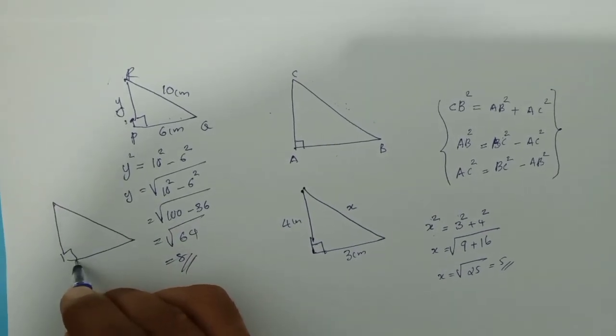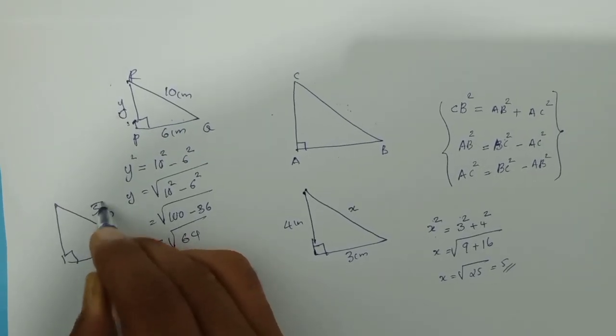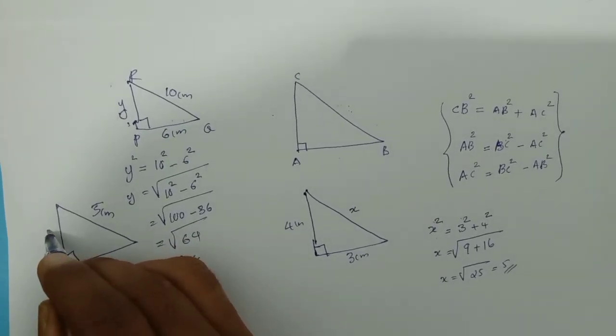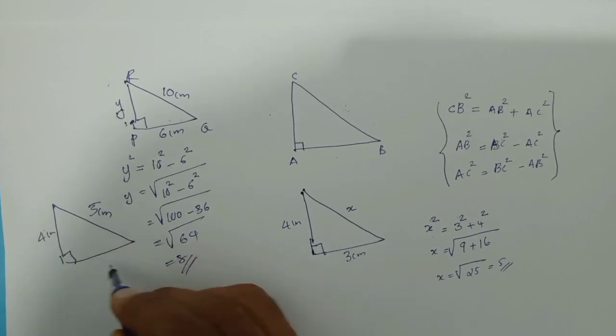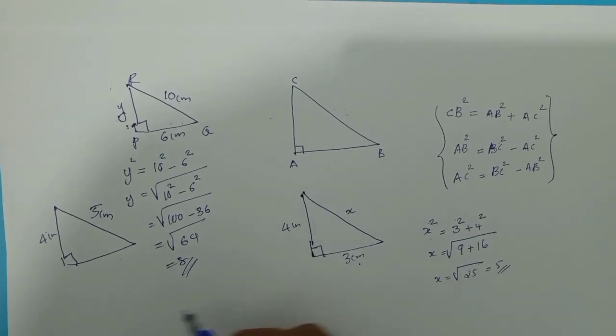Kind of this right triangle, and given this hypotenuse is 5 centimeter, right? And this one is given 4 centimeter. And what about here? We know that is 3 centimeter. Clear? Okay, so we can find out.